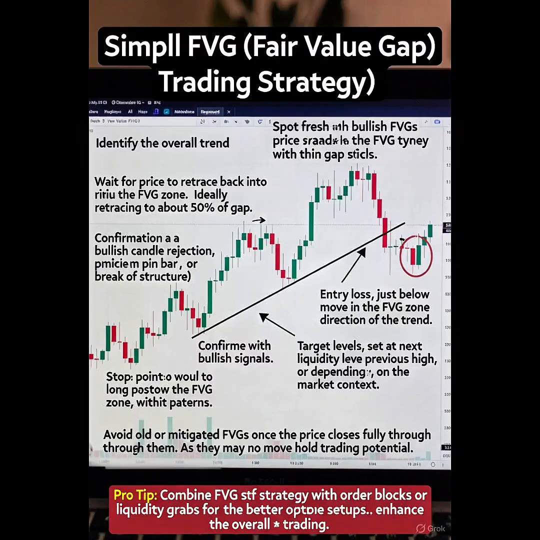Enter the trade toward the trend. Stop loss below the FVG. Targets: the next liquidity level or previous high or low. Avoid old or mitigated FVGs. Once price closes fully through them, they're done. Pro tip: combine with order blocks or liquidity grabs for even better setups.